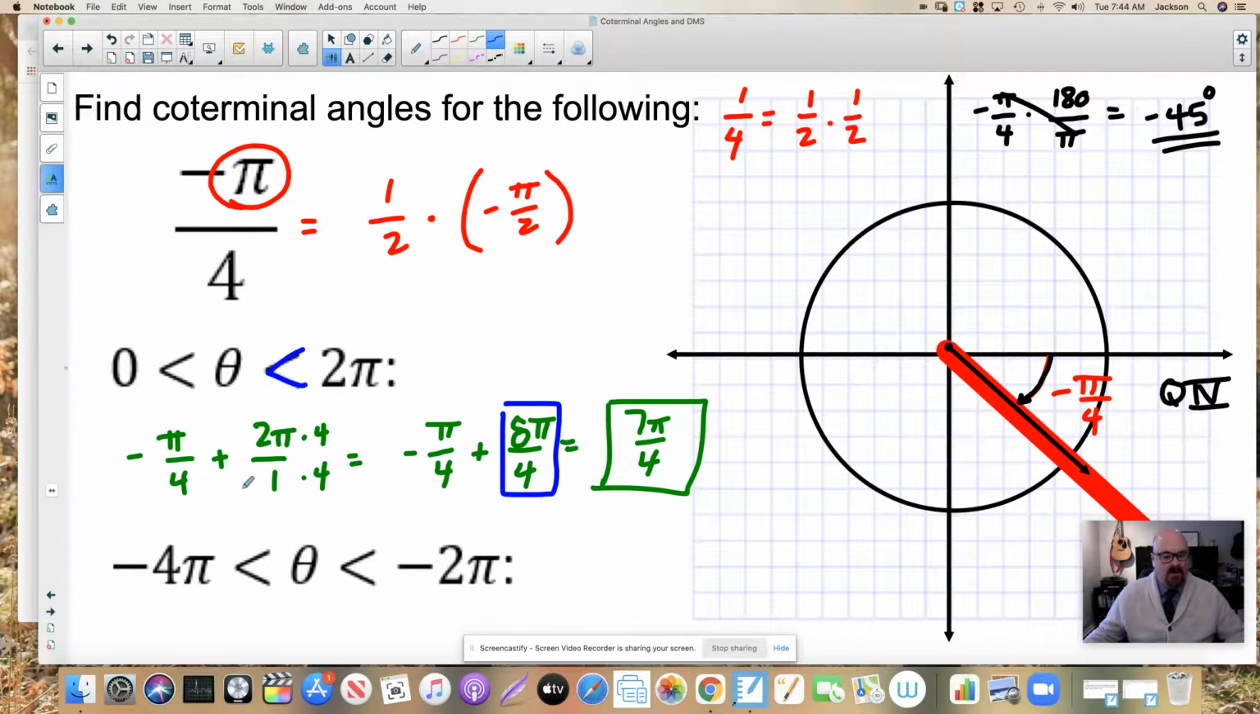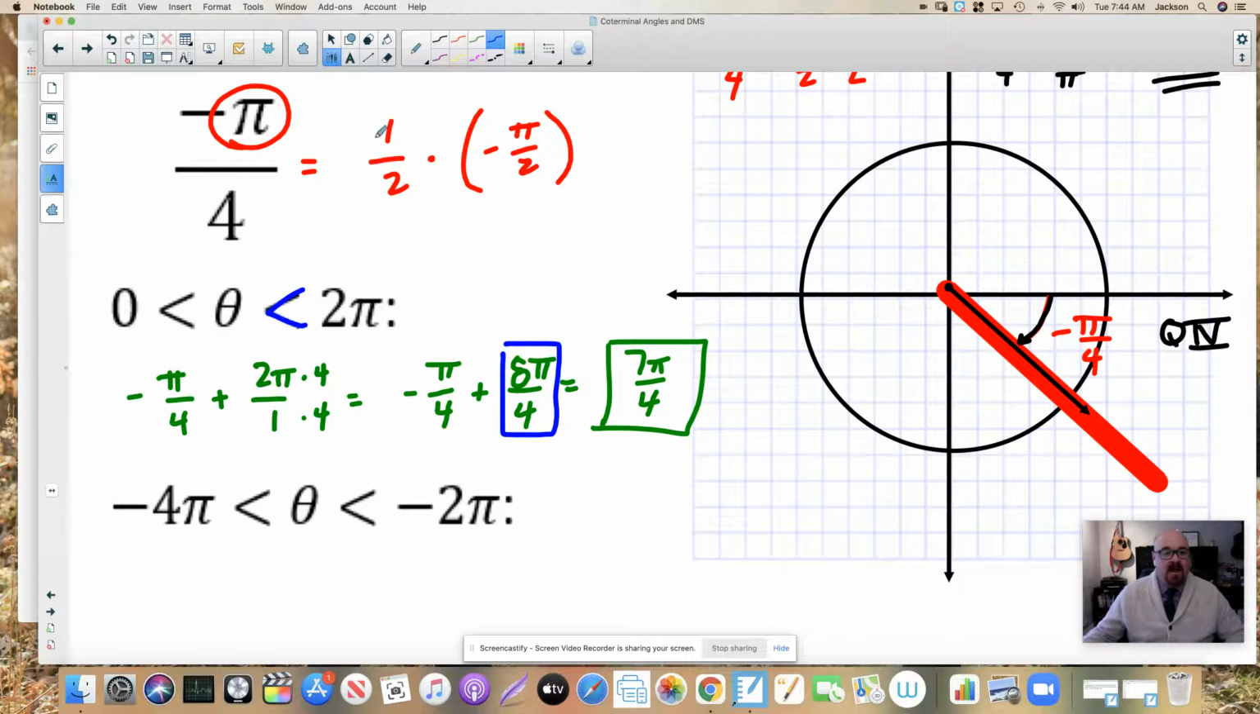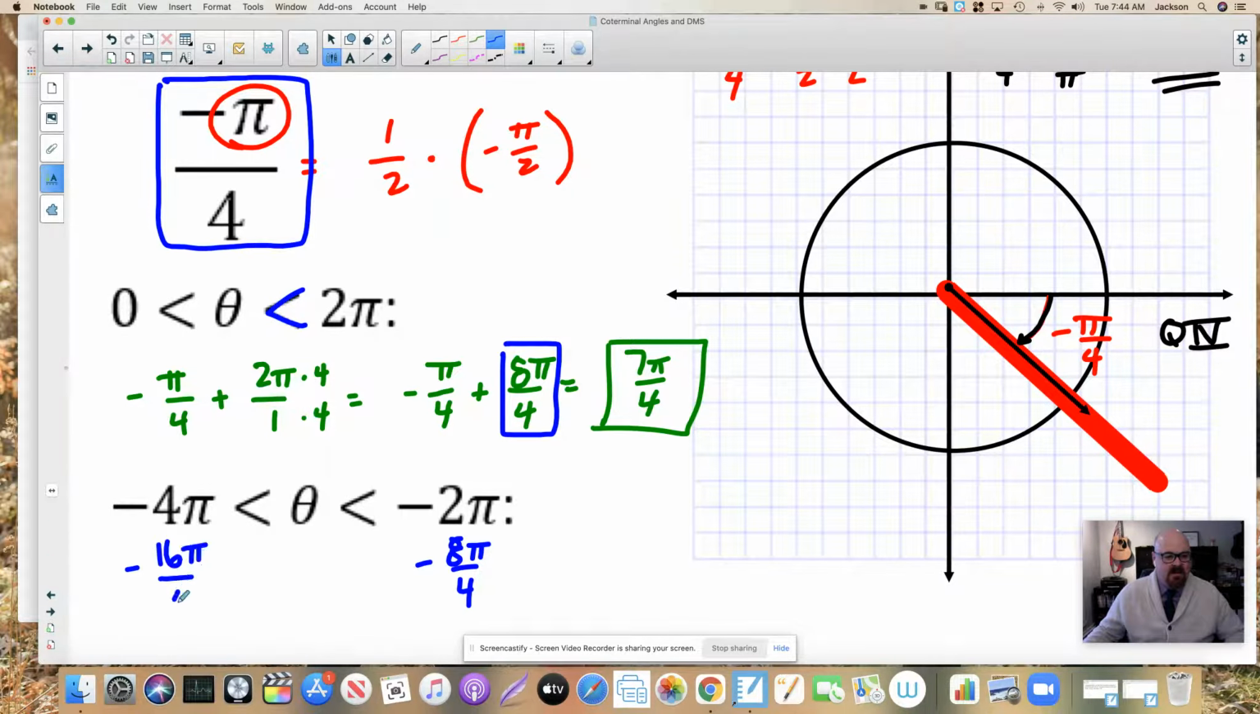Now, what does this mean? What is this notation? This is saying find a coterminal angle that is somewhere between negative 2 pi and negative 4 pi. Now, the angle in question is this negative pi over 4. So really what they want is something between negative 8 pi over 4, and what would this be in terms of fourths? Negative 16 pi over 4. So they're saying find an angle that falls in this window between negative 8 and negative 16. Okay, how do we do that? The same way we did this problem above.